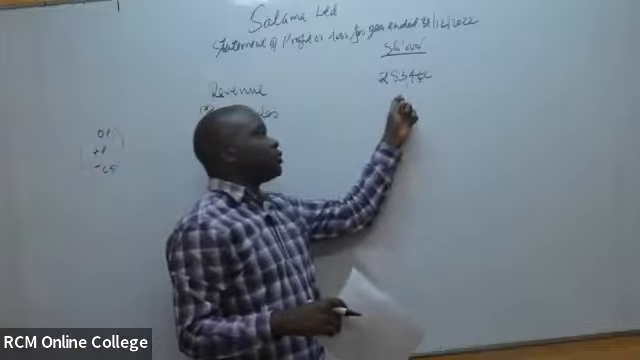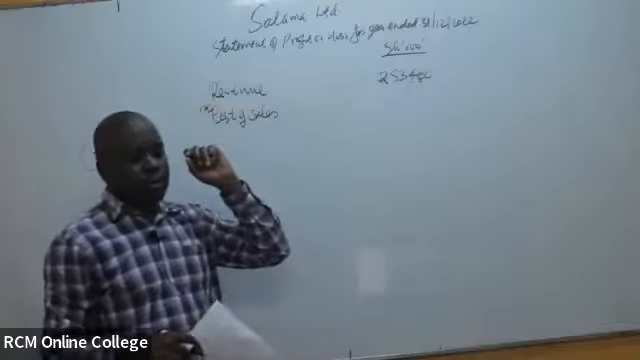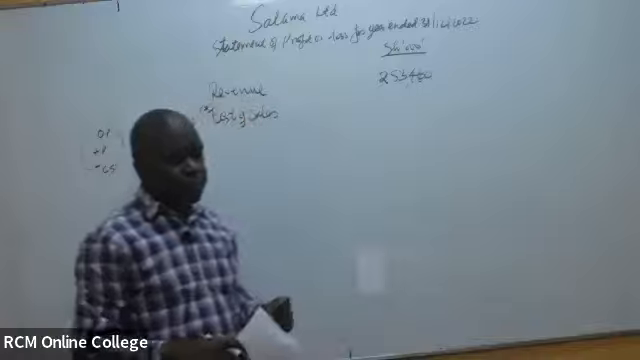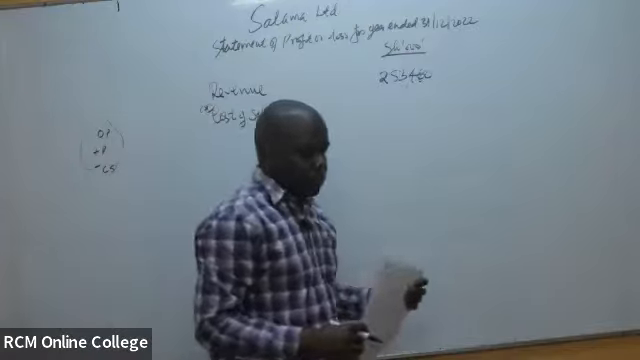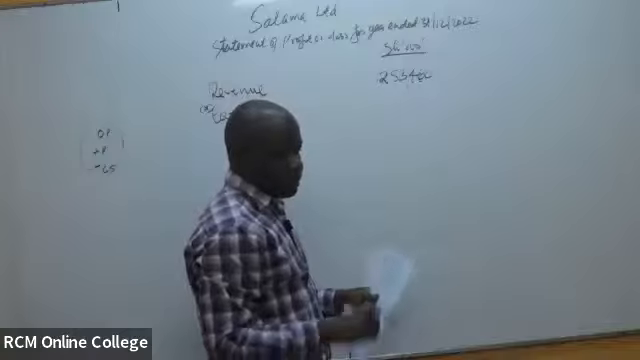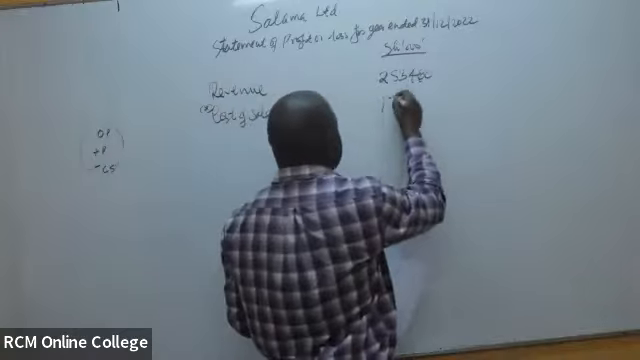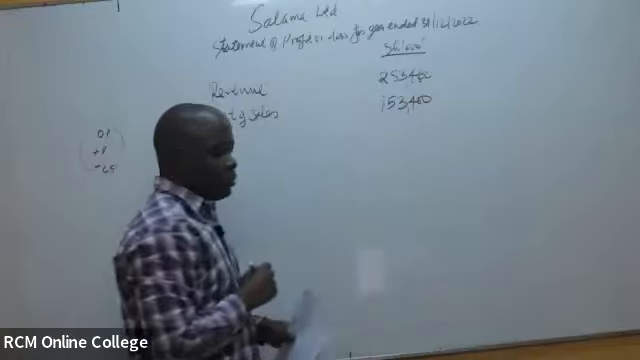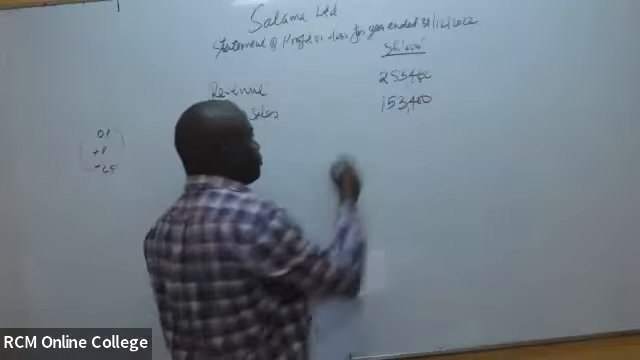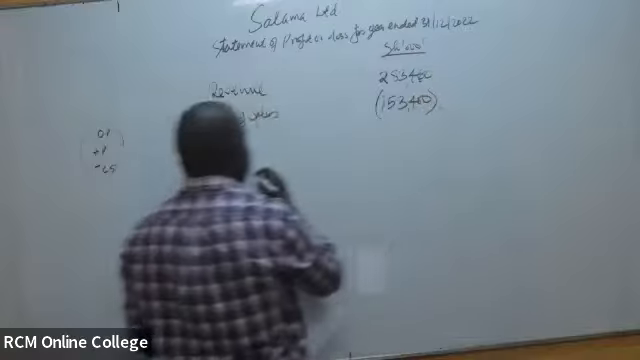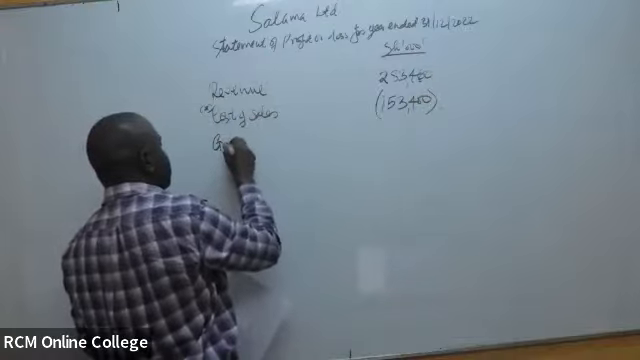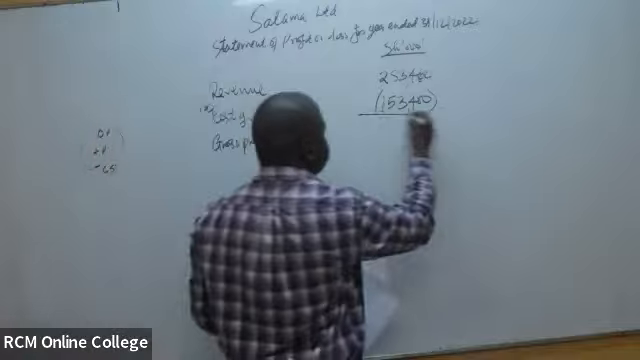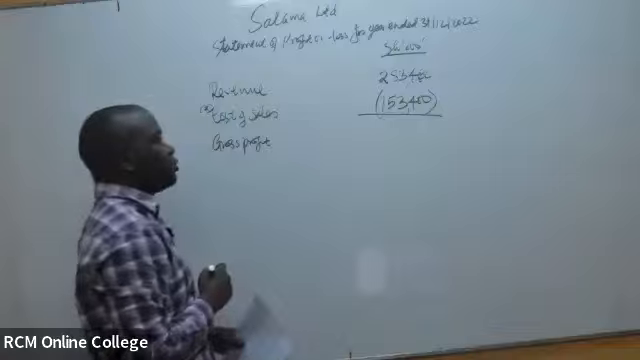What was our figure for cost of sales in our workings? 153,400. So you can minus it, so that you can get the gross profit.